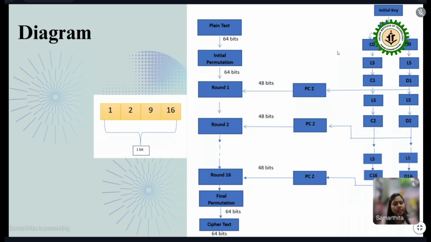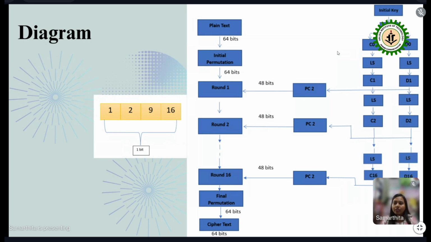What is initial permutation? It is just a permutation and combination of the bits. And what is the initial key? For an encryption algorithm, we all know that we will be using some key. So this is the initial key here, and it goes under permuted choice 1. After going through permuted choice 1, it will produce a 56-bit key.